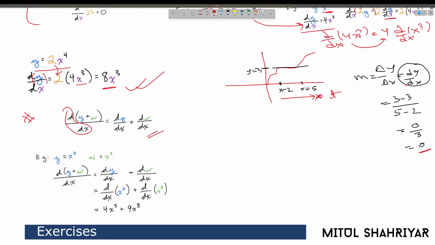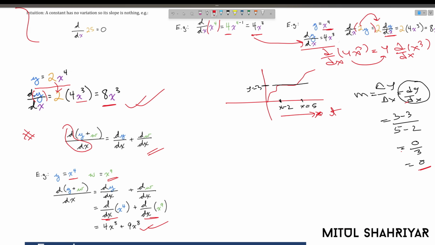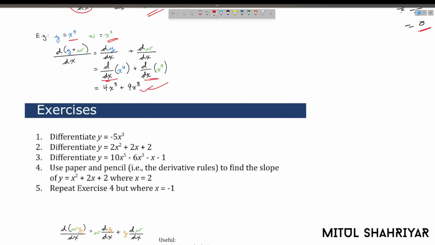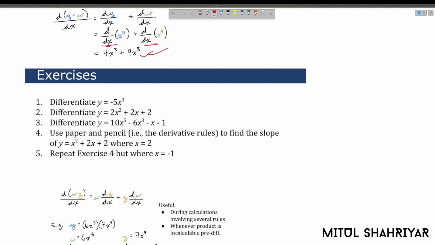For example, if y is equal to x to the power 4 and w is equal to x to the power 9, if you just want to follow that, obviously, then we'll just do it individually and then done. That's it, simple as that. I believe most of you do know differentiation much more in depth. So yeah, that's the basic one.